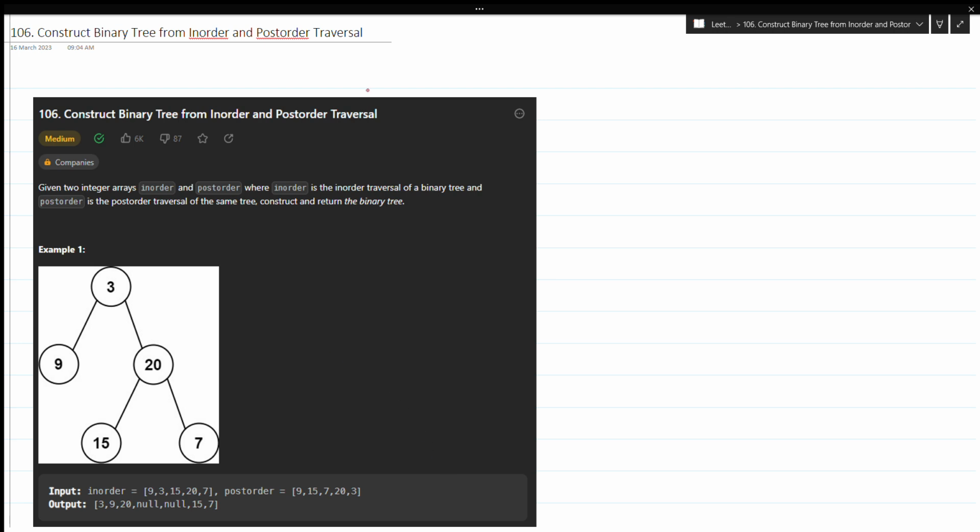Hi everyone, let's start solving today's LeetCode question, which is 106: Construct Binary Tree from Inorder and Postorder Traversal. Okay, let's try to understand the question first.